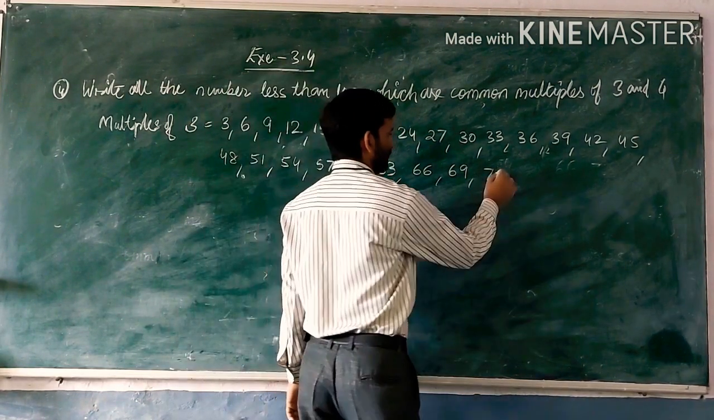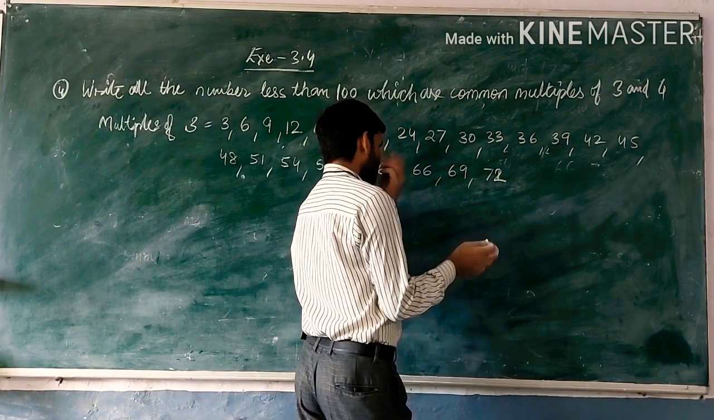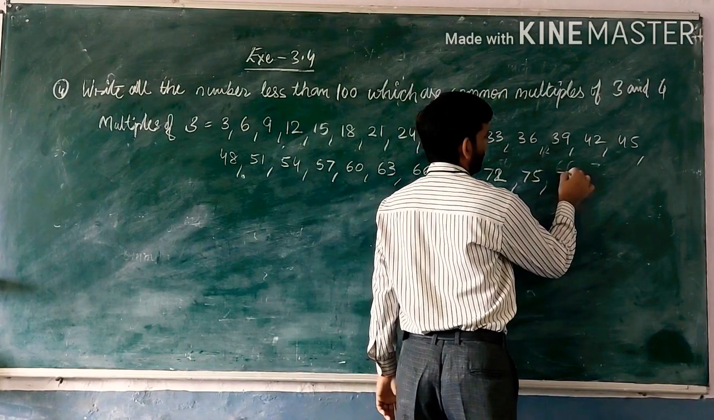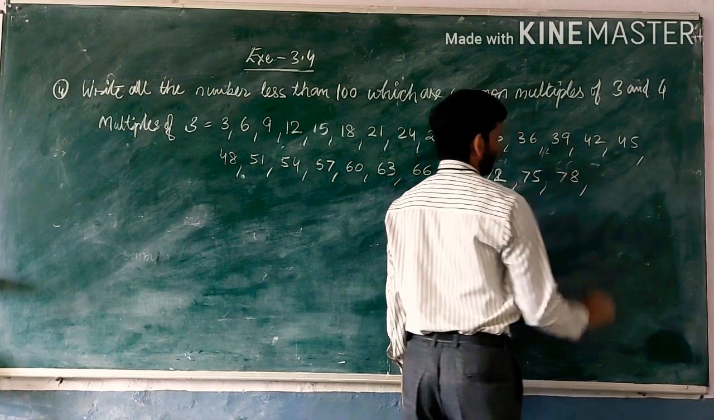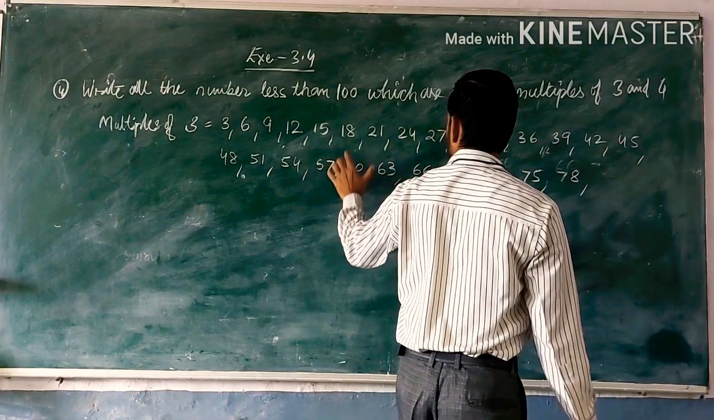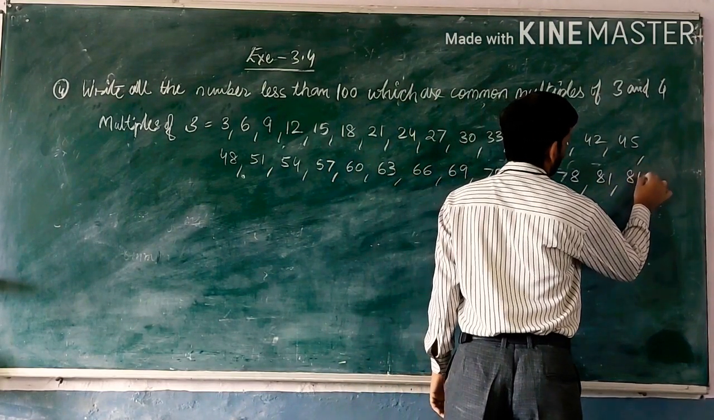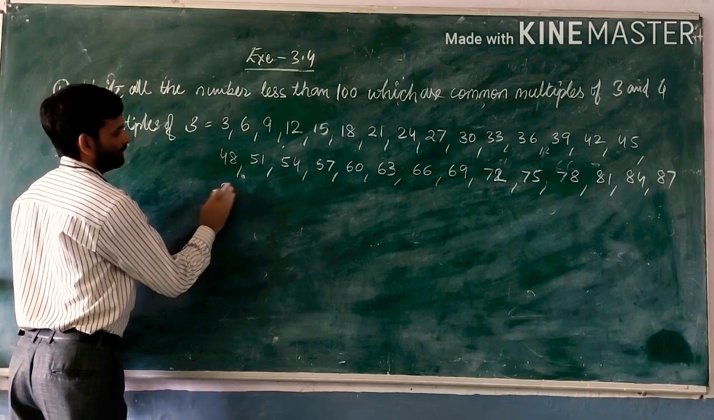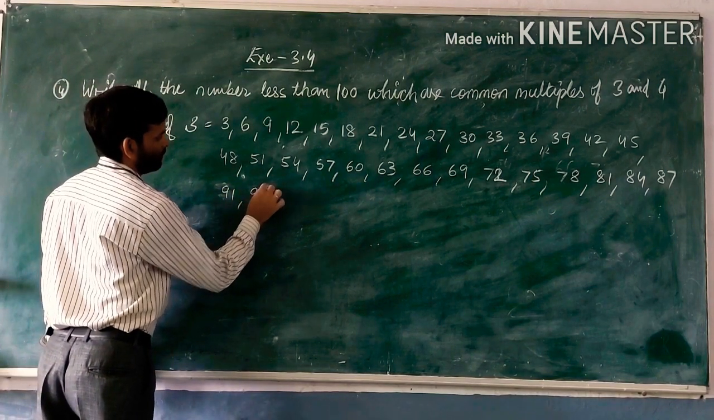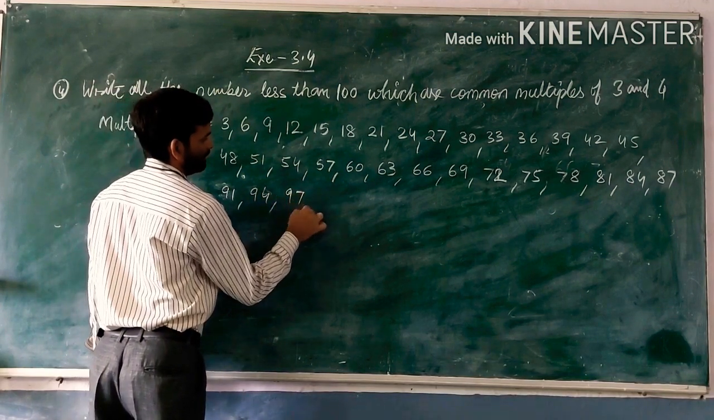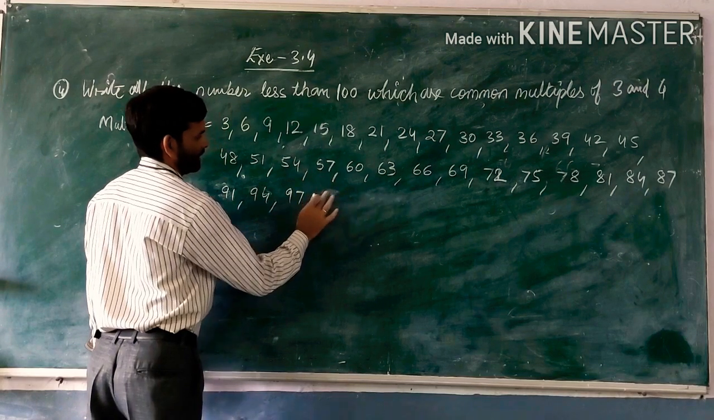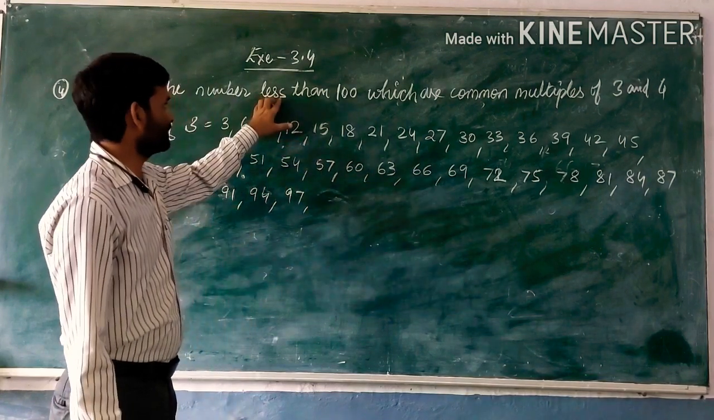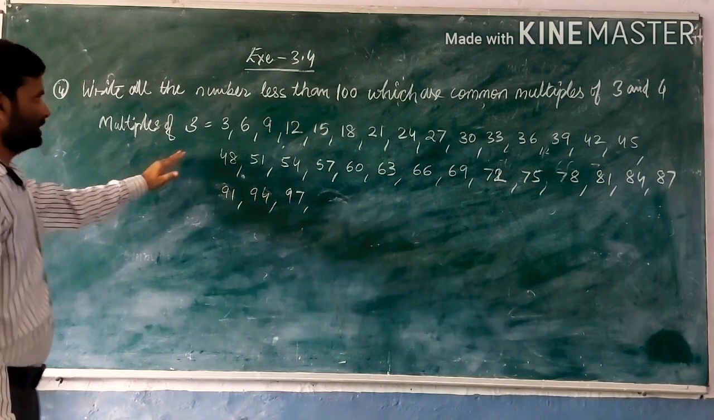69, 72, 75, 78, 81, 84, 87, 90, 93, 96, 99. Next is 102, but that is greater than 100. You write only less than 100. This is the multiples of 3 less than 100.